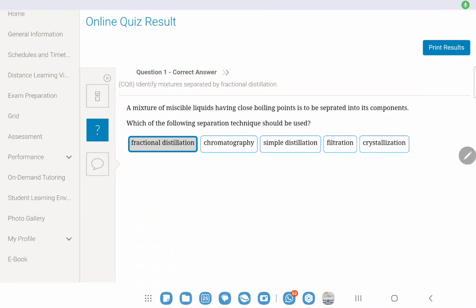Hi everyone, so today we're going to be doing the chemistry diagnostic for the periodics tomorrow. Let's start. Whenever you see miscible liquids with close boiling points, immediately fractional distillation, don't think about it.